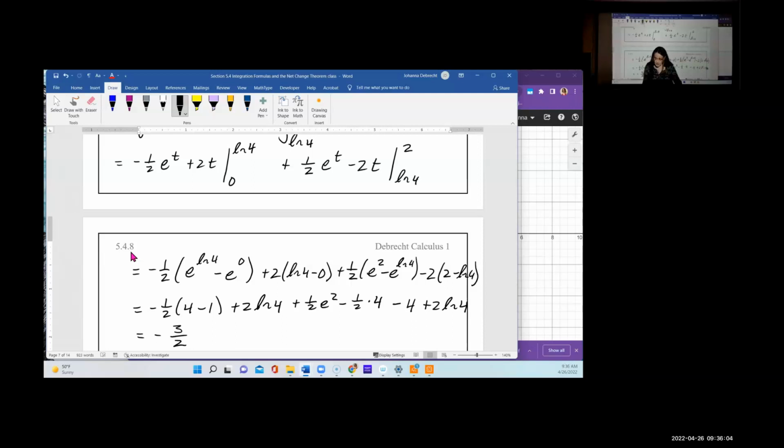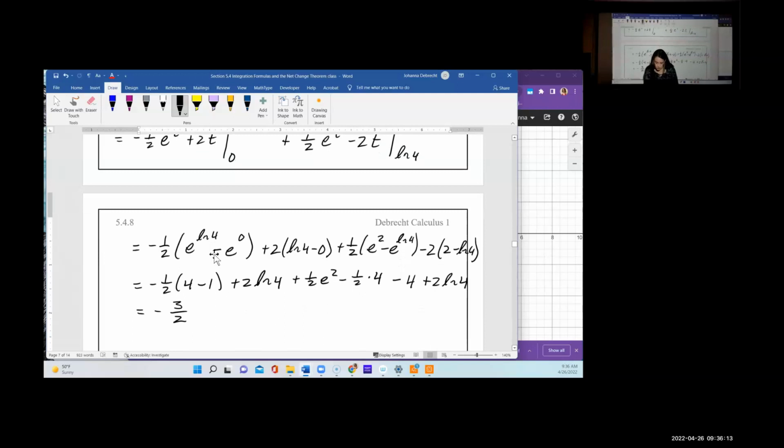All right, combining like terms, I have 2 terms that are natural logs of 4. So the 2 natural log of 4 plus 2 natural log of 4 gives me 4 natural log of 4. So I should mark through what I've taken care of. I have a minus 1/2 4, which gives me minus 2, minus another 4, which gives me a minus 6. That takes care of those 2 terms.